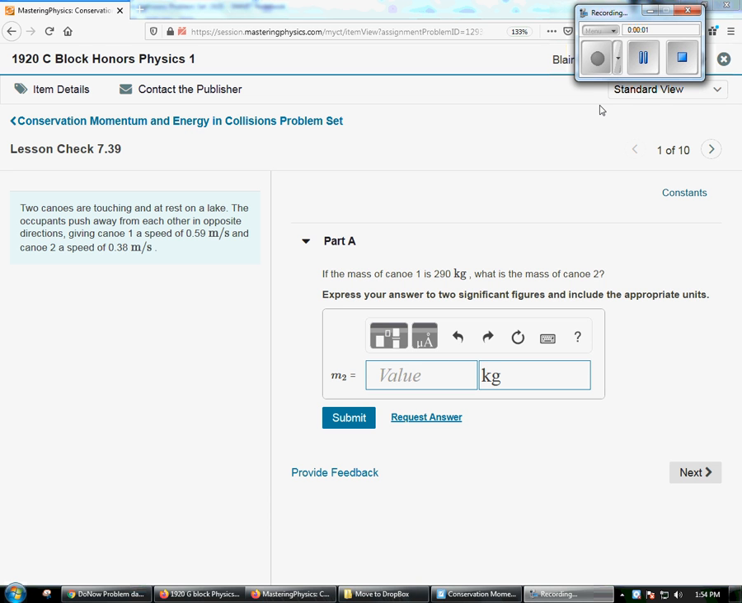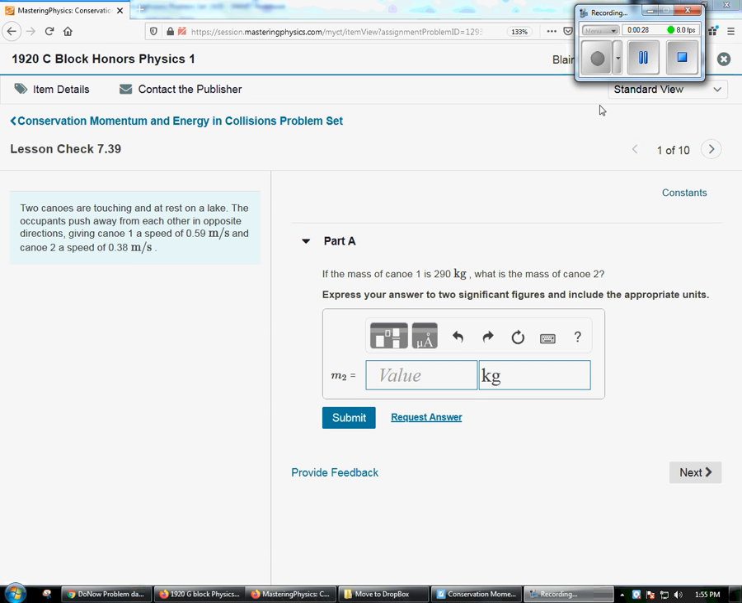Right. So you've got these two canoes touching at rest on a lake. The occupants push away from each other, and they have these speeds. So what type of collision is this? What type of collision would you categorize this as? It is an explosion, yeah.